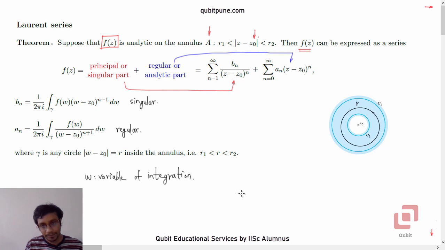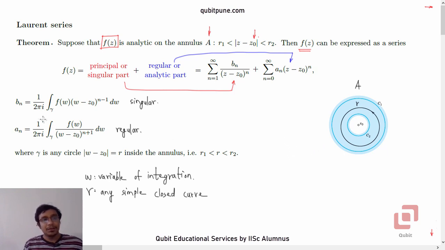and gamma is any closed curve, or I would say any simple closed curve which belongs to the annular region A, which you can see here in the blue color. Okay, note that C1 and C2 are not parts of the annular region. Only the interior is the annulus. And you can see the black curve gamma, which is not necessarily centered at z naught. So you can take any such simple closed curve.